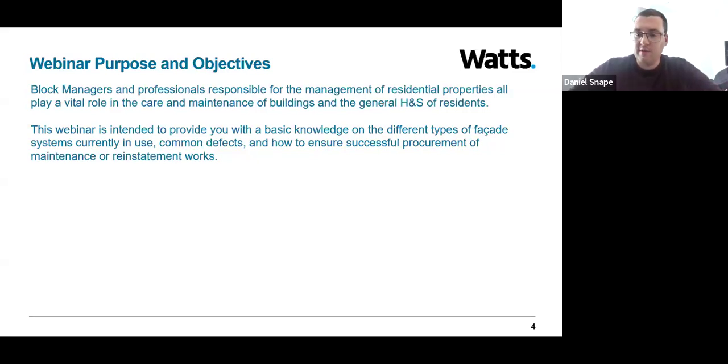And personally, I believe it's important that individuals with responsibility, such as yourselves, have a good understanding of the basic design principles of their building's facade and some of the common defects associated with those different systems.